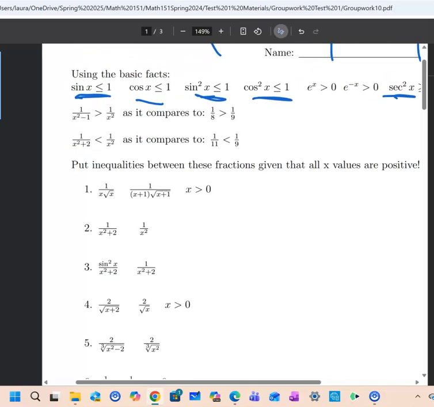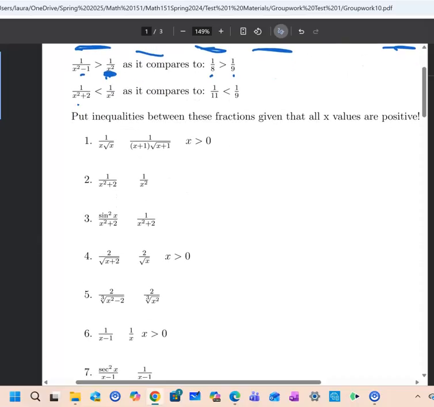So think about comparing these two fractions. This has more in the denominator. Just think about the number 1/9 and 1/8. So more in the denominator makes the number smaller. Here, this one has more in the denominator. So that would make this number 1/11 smaller than 1/9.